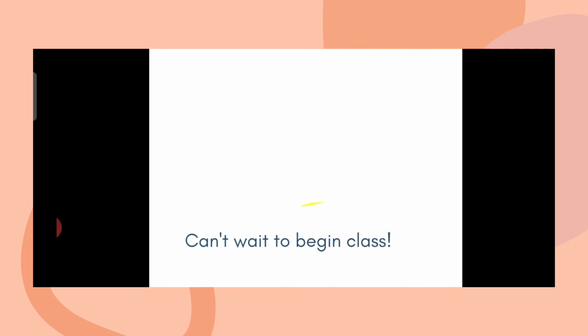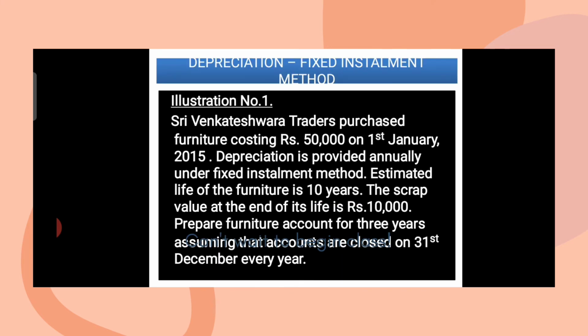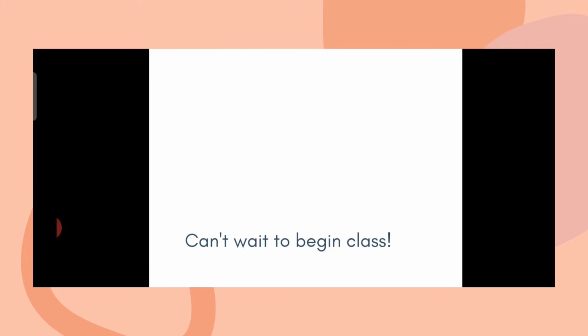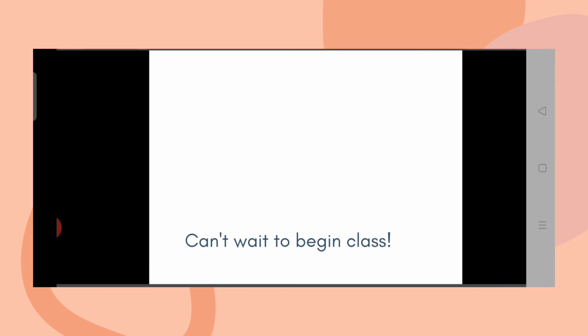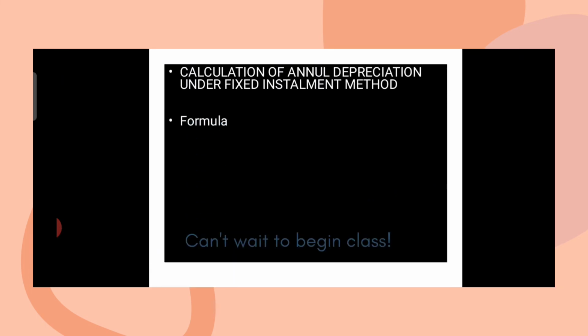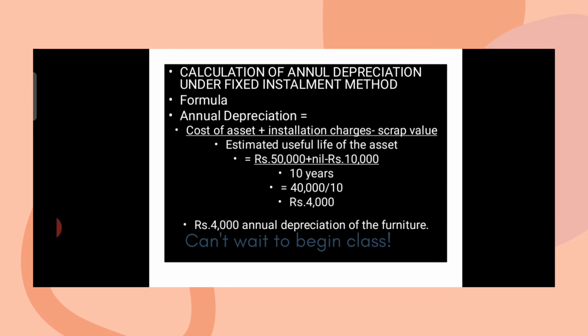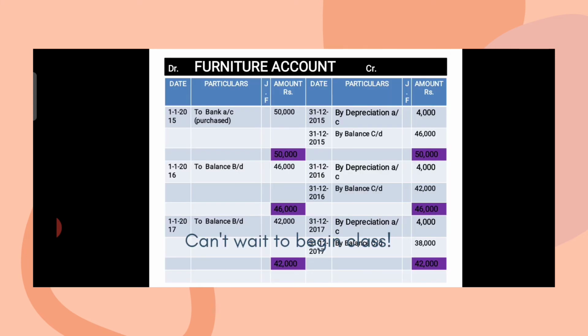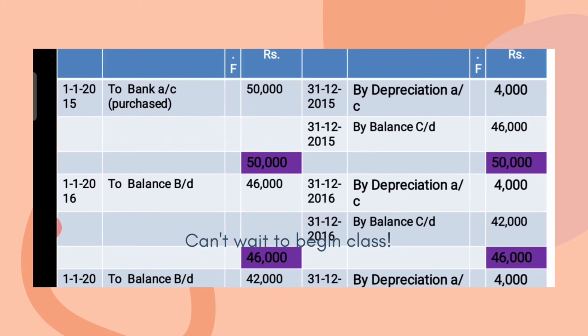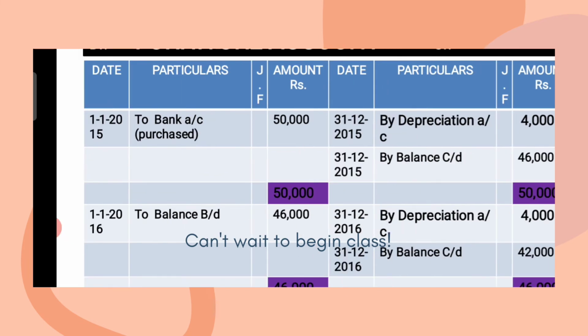See in the problem, the asset is purchased on 1st January 2015. So here in the asset account debit side, we have to write as to bank account. See here, on the debit side I have written to bank account, purchase 50,000.